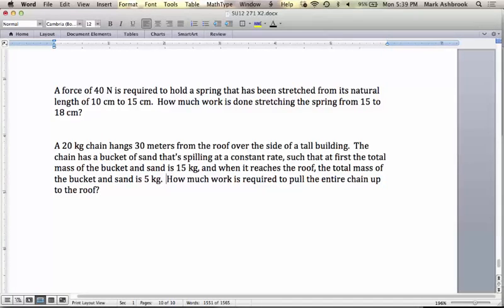So the bucket of sand is spilling at a constant rate, such that at first the total mass of the bucket is 15 kilograms. So when it's hanging 30 meters, the total mass of the sand in the bucket is 15. And then when it reaches the roof, the total mass of the bucket of sand is 5 kilograms. Now how much work is required to pull the entire chain up to the roof?